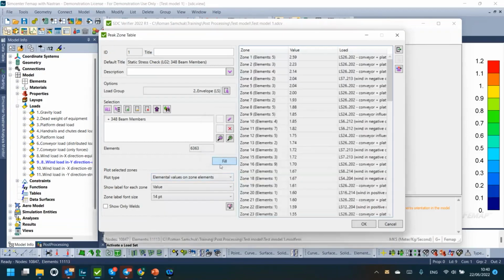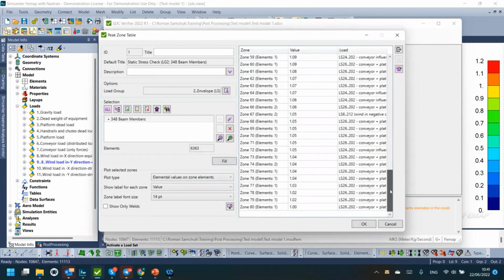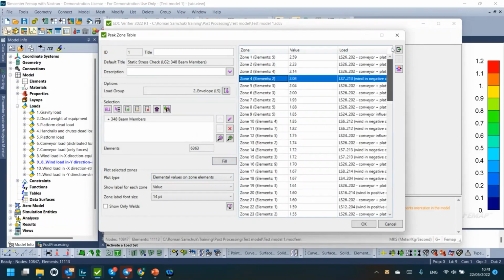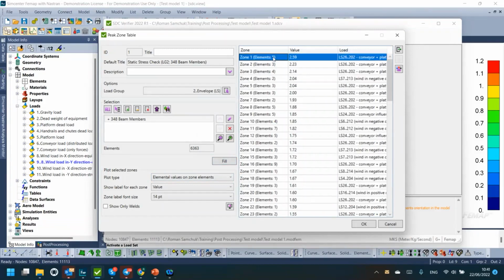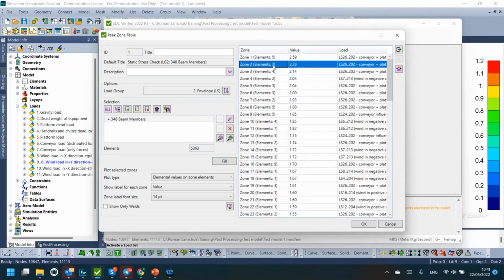Let's view the table and see which zones are actually overstressed. I have quite a lot of them overstressed here. You can see we now have the full list of things with a higher value than 1, but it is presented by zone. So we see zone 1, and it contains 5 elements. Zone 2 contains 3 elements, and so on.